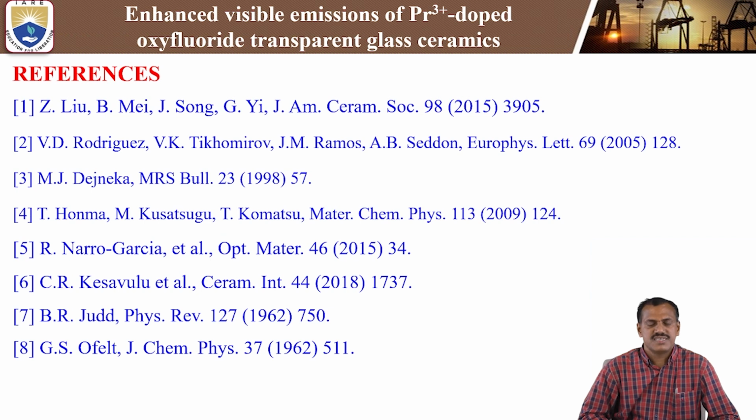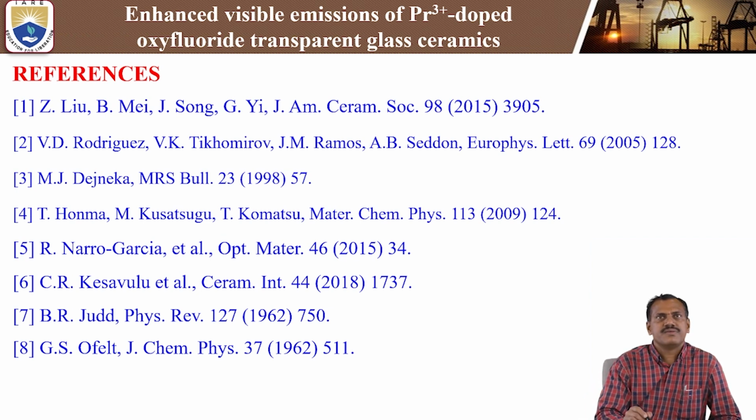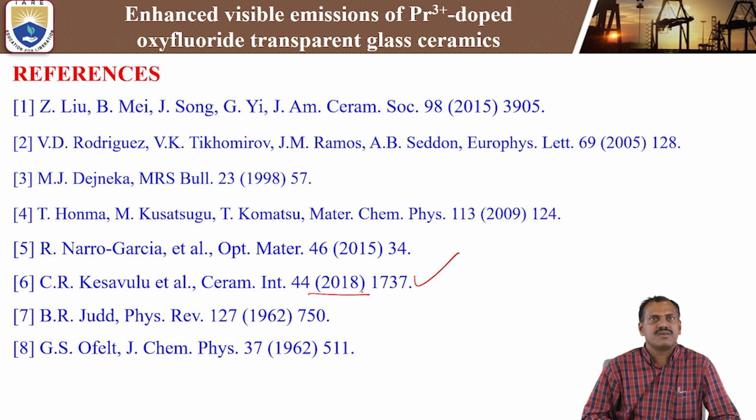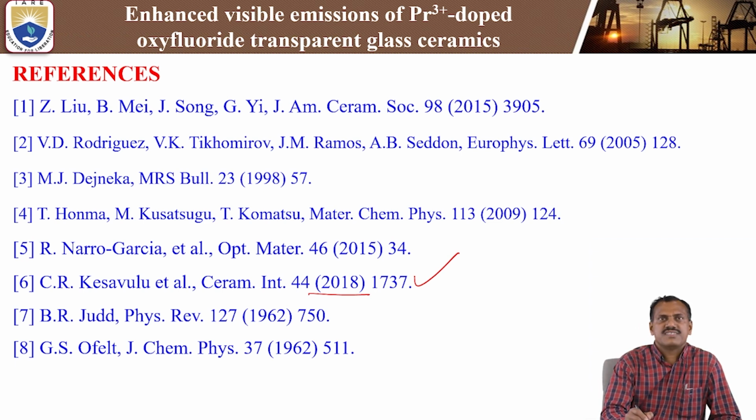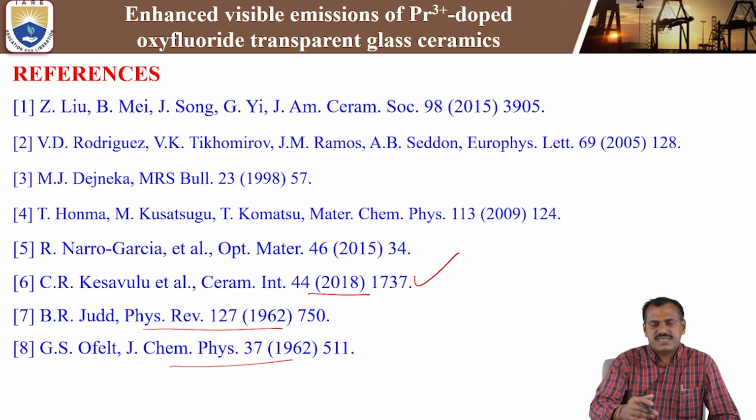Next, finally, the references. These are the references used in the present study. This study is published in the Ceramics International journal in the year 2019. This is one of my papers. This is published in one of the international journals, a Q1 journal, Ceramics International, in the year 2018. The Judd-Ofelt intensity parameters are calculated using these references, and they are studied for the omega 2, omega 4, omega 6 values. These are the cited references in the present study.